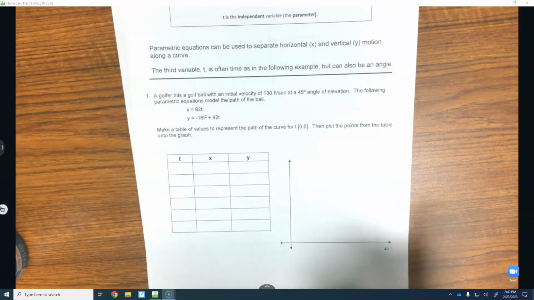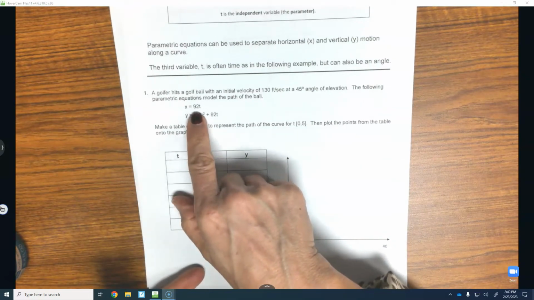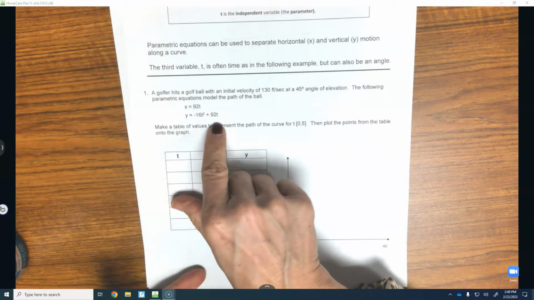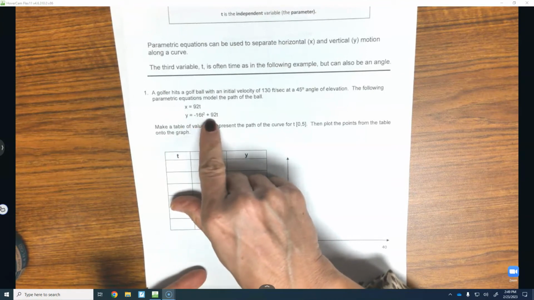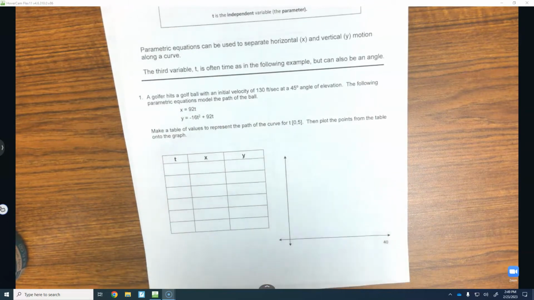A golfer is just hitting a ball, and this is just representing horizontal distance per second. And this is your plain little quadratic like you did in Algebra 2. This is going to represent like the height of the ball. It makes a little U shape. It goes up, then it comes back down because of gravity.